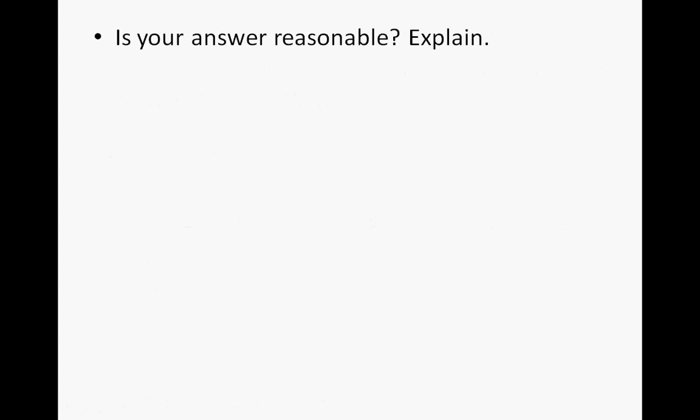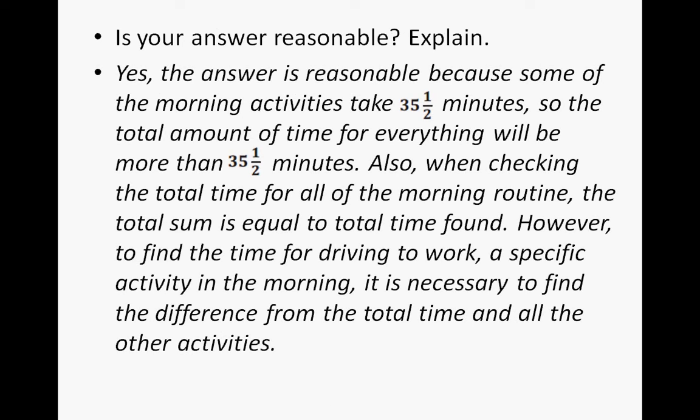So is your answer reasonable, and explain? Well, the answer is reasonable because some morning activities take about 35 1/2 minutes. So the total amount of time for everything will be more than 35 1/2 minutes. Also, when checking the total time for all the morning routine, the total sum is equal to the total time found. However, to find the time for driving to work, a specific activity in the morning, it is necessary to find the difference from the total time and all of the other activities. So let's take a look at this.